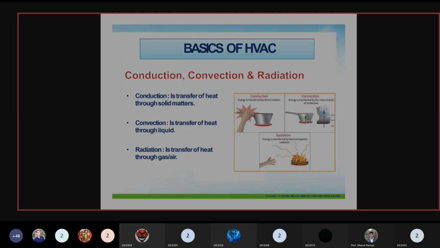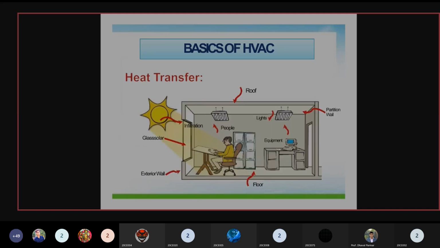Next, conduction, convection, and radiation. First, conduction is transfer of heat through solid matter. Convection is transfer of heat through liquid, and radiation is transfer of heat through gas or air. Next, heat transfer example.